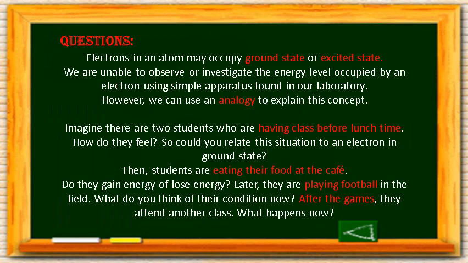So, let's try to investigate a question. Electron in an atom may occupy ground state or excited state. Actually, what is ground state? What is excited state? So now we try to use some analogy to explain this concept. Just imagine there are two students, Mark and Jack, having class before lunchtime. How do they feel? So could you relate this situation to an electron in a ground state?